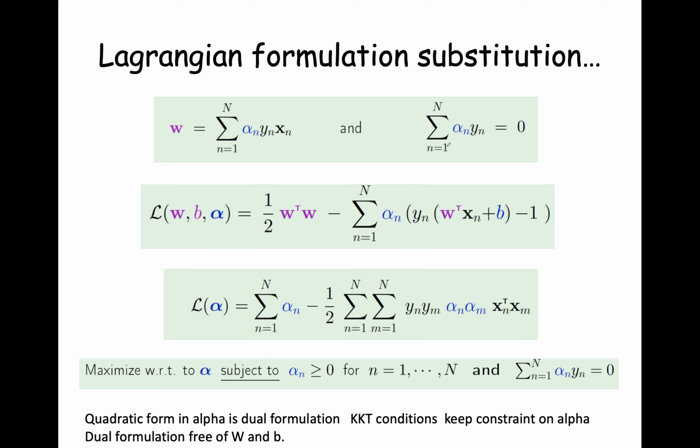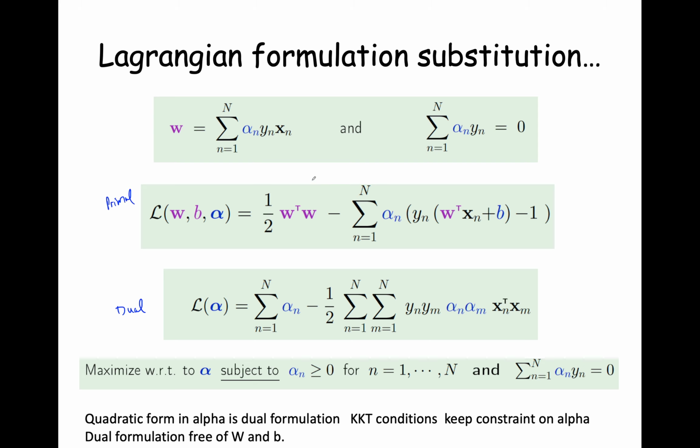So we take these results from the primal formulation and we substitute them back into the Lagrangian and get this expression in terms of alpha, i.e. our dual formulation. So here's my primal formulation, which is a Lagrangian, and I will arrive upon this dual formulation, which is a function of a single free variable, namely your alphas.